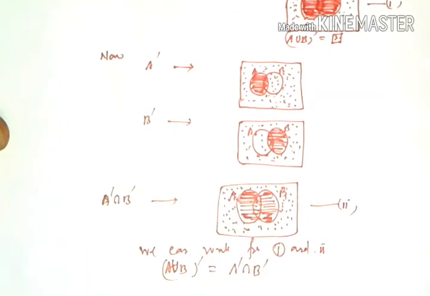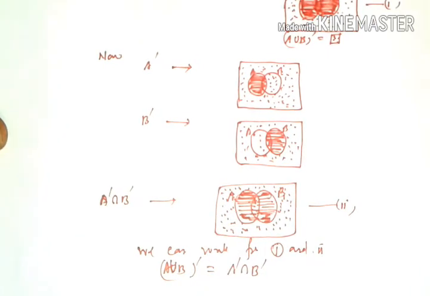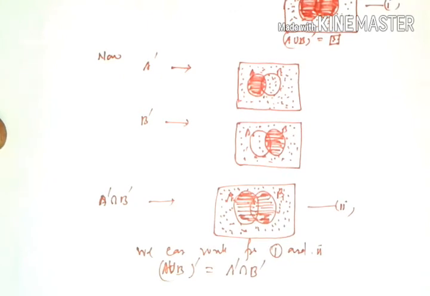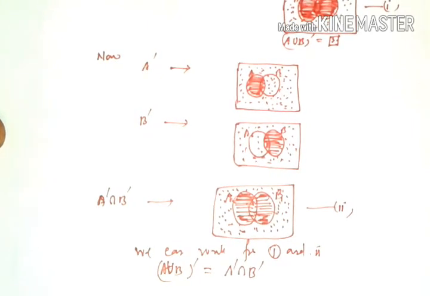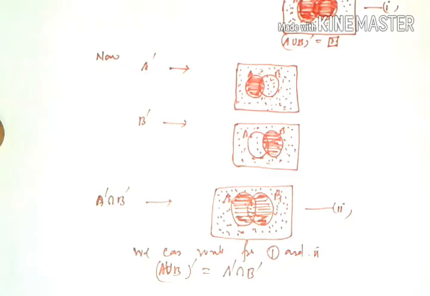This is all about the proof of Morgan's law. Next class I shall discuss about some practical application of union and intersection.